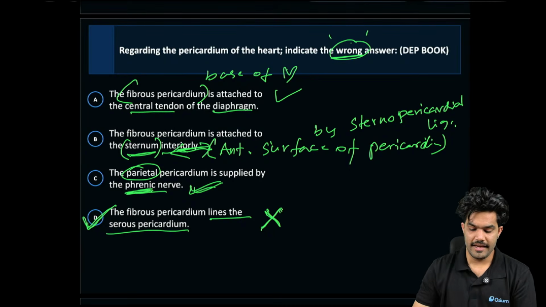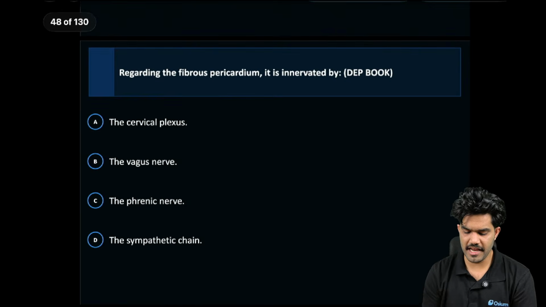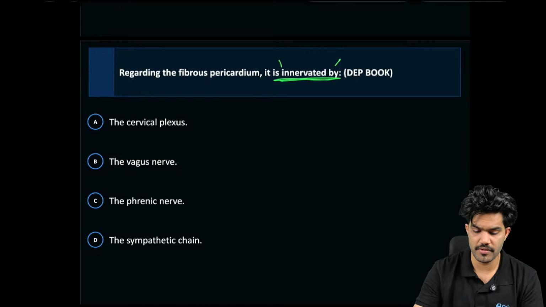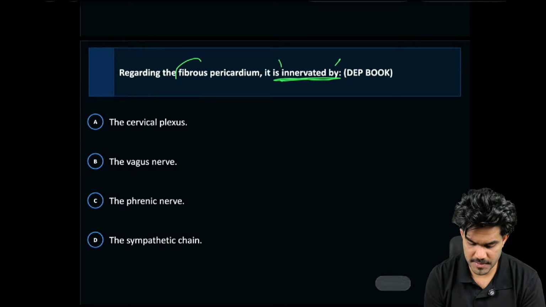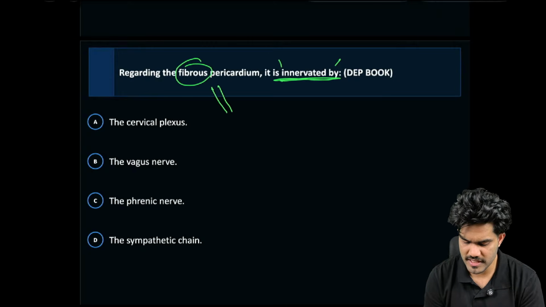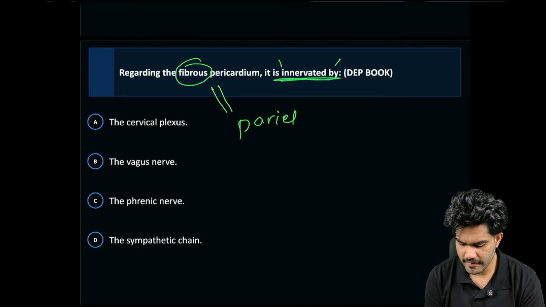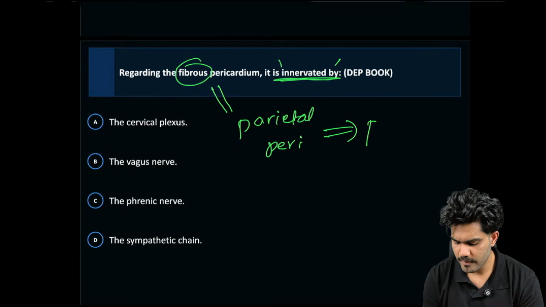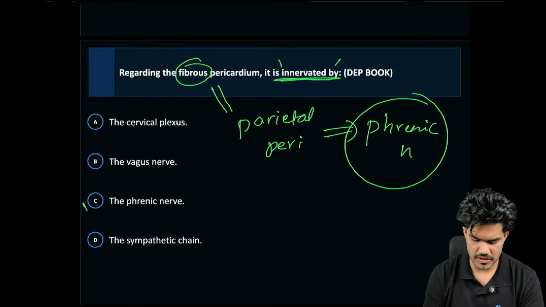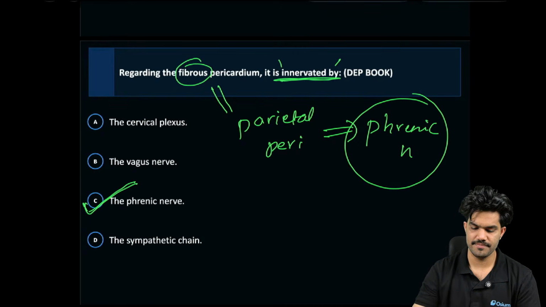Now, regarding fibrous pericardium, it is innervated by, see, simple question. Just think about fibrous pericardium has same nerve supply like parietal. Parietal pericardium means I have told you phrenic nerve. See how I got this answer? So the answer will be C.